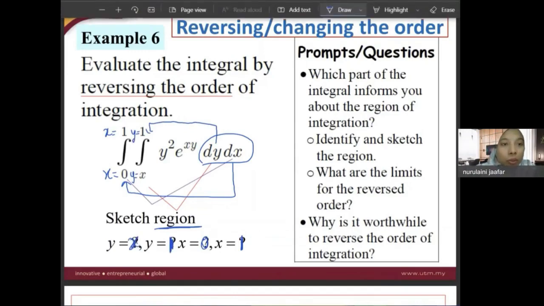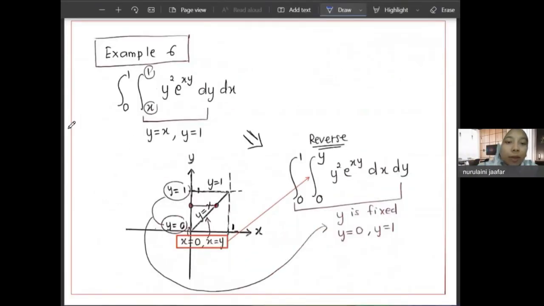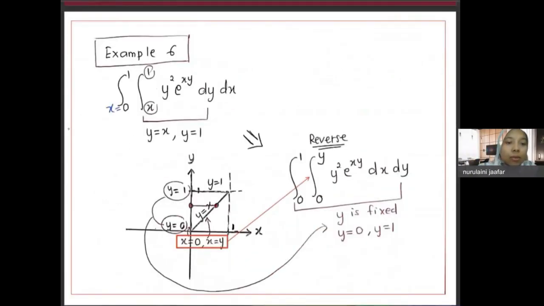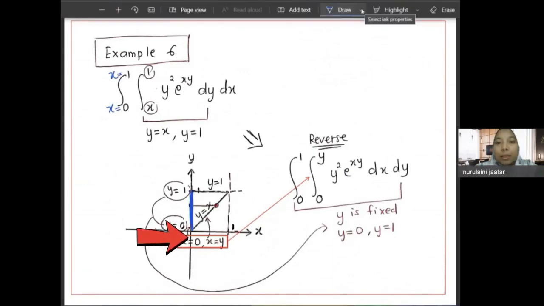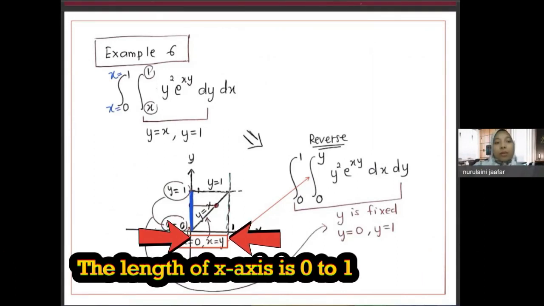Then what should we do? We proceed to sketch the graph. First we start with x. X equal to 0 and x equal to 1. X equal to 0 is here, x equal to 1 here. Then you don't know which region, whether you get the below one or the top one.